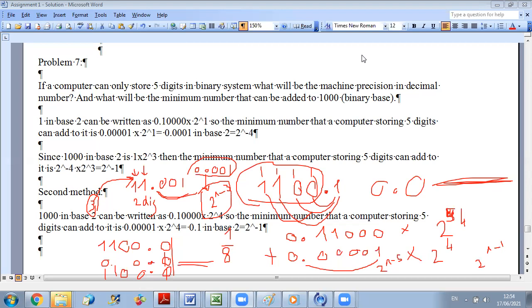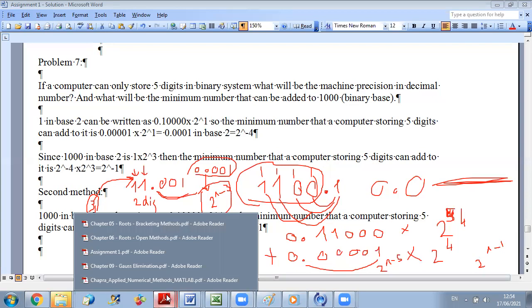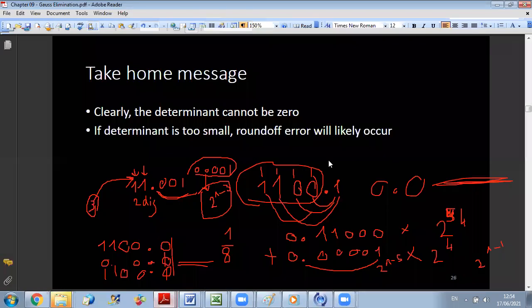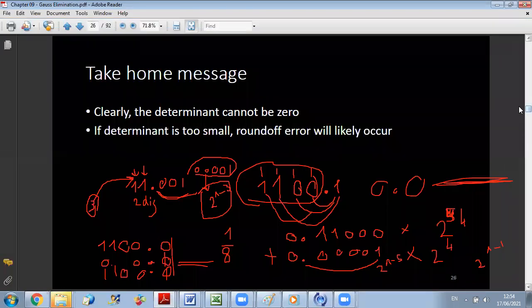So we will start together a new chapter. You are responsible for the exam of just chapter 1, introduction, and chapters 4, 5, and 6. I posted an assignment for you to practice on 5 and 6. But now we should start with a new chapter, which is solving of linear systems.